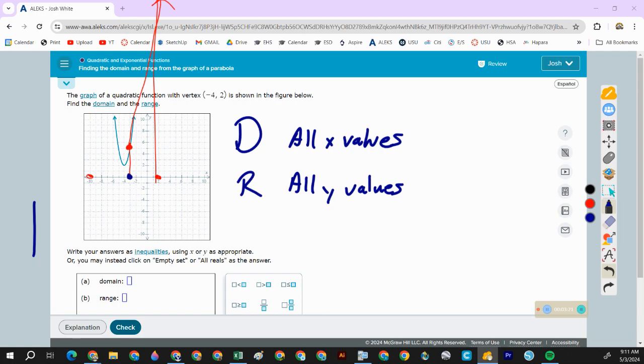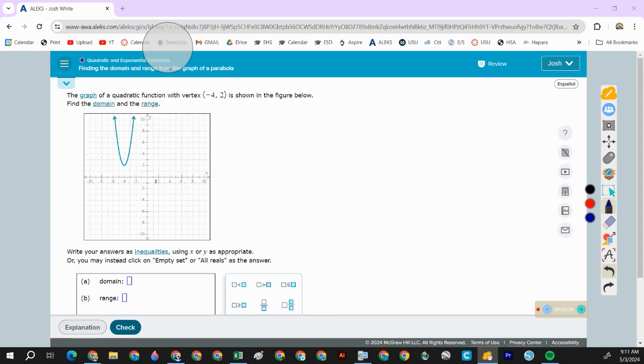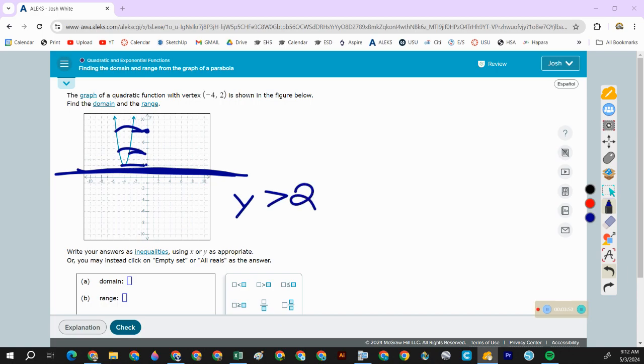Anyway, you would just put the all reals value in there. Okay, what about the y's? Does y equals 8 exist? Yes, there and there. Does y equals 4 exist? Yes, there and there. Does y equal 2 exist? Yes, right there. Does y equals 1 exist? No. There is no graph at y equals 1. So in inequality form, the range would be y is greater than 2, but is it equal to? And the answer is it's always equal to unless they tell you it's not. So this would be y is greater than or equal to 2.